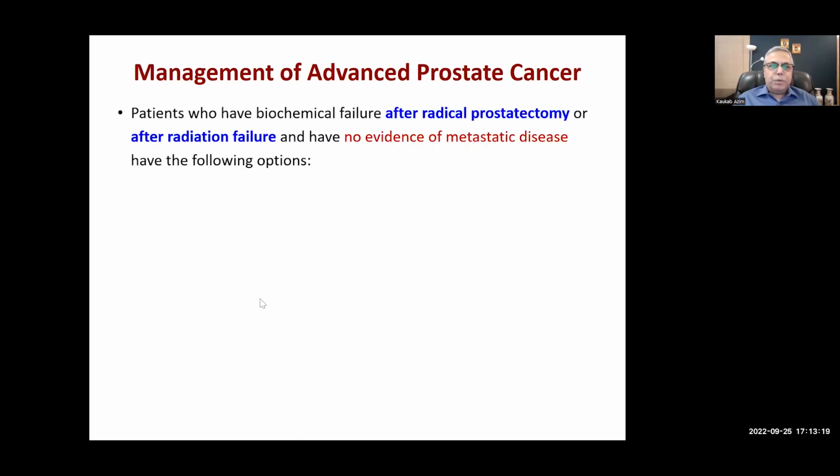Now, management of patients who have biochemical failure after radical prostatectomy, after radiation failure, and who have no evidence of metastatic disease: we can implement watchful waiting. We can do brachytherapy, which is implantation of a radioactive material inside the cancer tissue or inside the prostate. We can do a prostatectomy if we have not done it previously, or if we have given only radiation therapy previously.